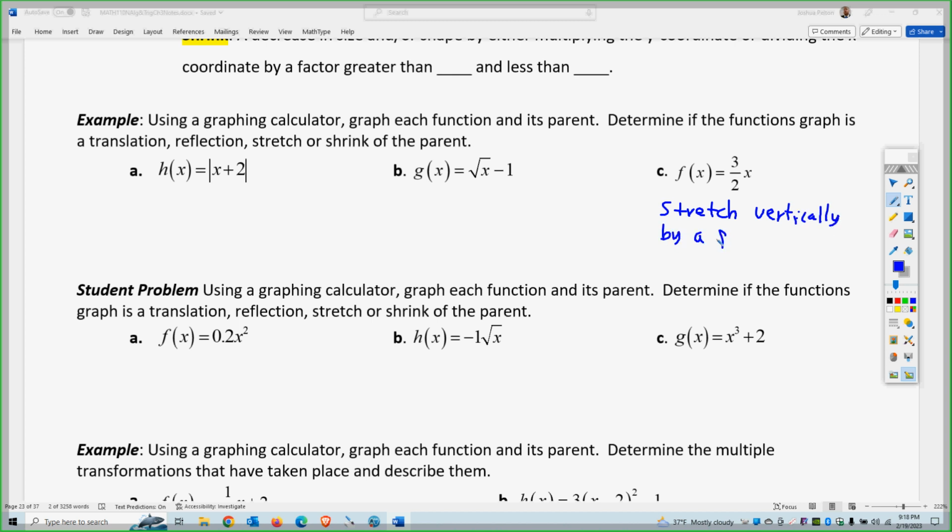by a factor of 3/2. All right, pause the video. You either use the websites, the table, or your calculator to determine what the following transformations do.